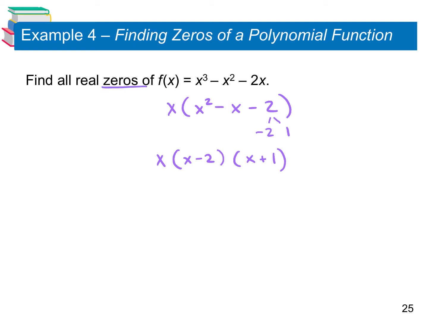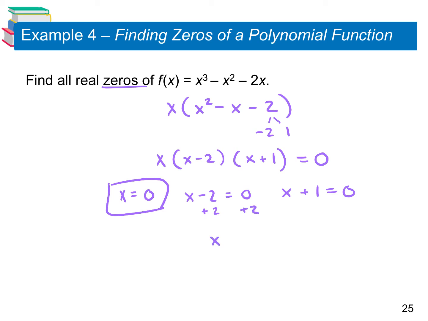I'm finding the zeros, so I just set this equal to 0. And I need to set each piece equal to 0. So x is equal to 0, x minus 2 is equal to 0, x plus 1 is equal to 0. So x is equal to 0 is already one answer. Don't need to do anything there. Second one, I can add 2 to both sides. So x is equal to 2. And then the third one, I just subtract 1. So x is equal to negative 1. So those are my zeros.